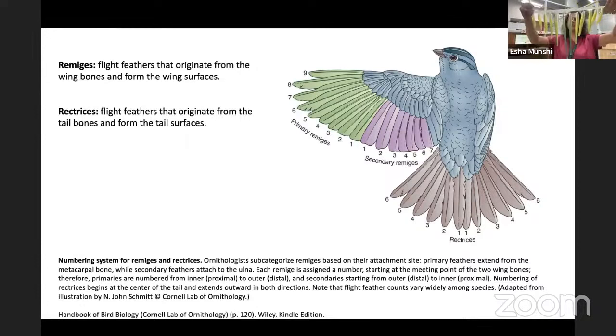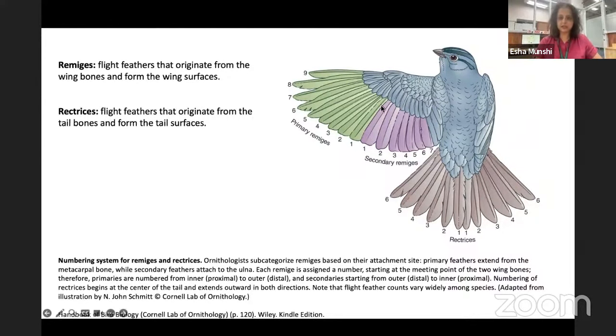There are six feathers on each side, and they fan like this when the bird flies, right? So in the tail, the numbering always starts from the center and goes outwards. Okay. So this is left rectrices, right rectrices. So both of these center ones will have the number R1 on it. Okay. Like this. And then as you go out, it will be R2, R3, 4, 5, 6, and so on.